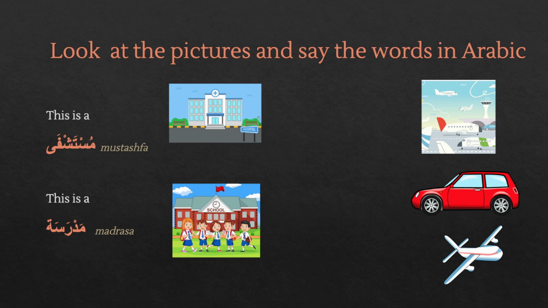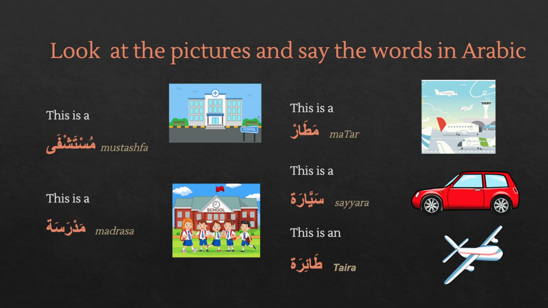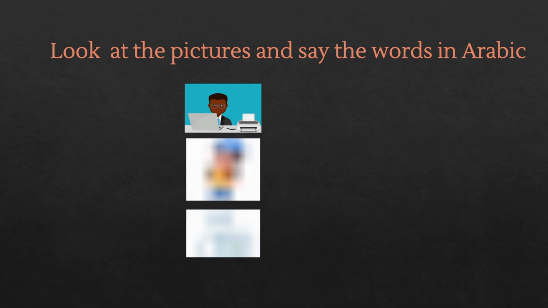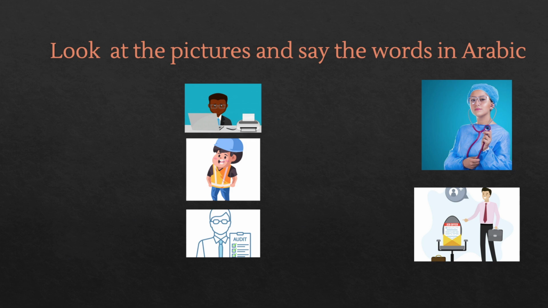This is an airport. How do you say airport? Matar. All right. This is a car. How do you say car? سيارة. And this one here, this is an airplane. How do you say airplane in Arabic? طائرة. All right.